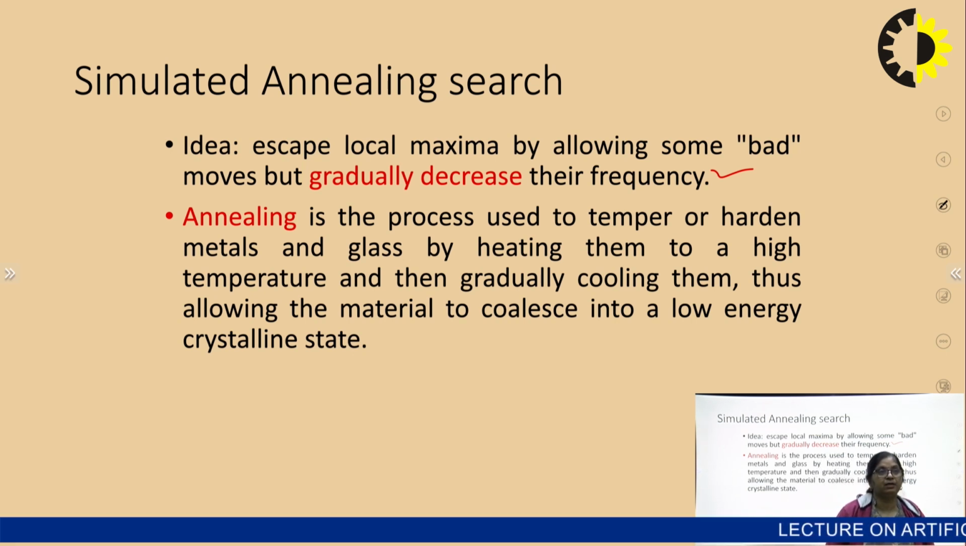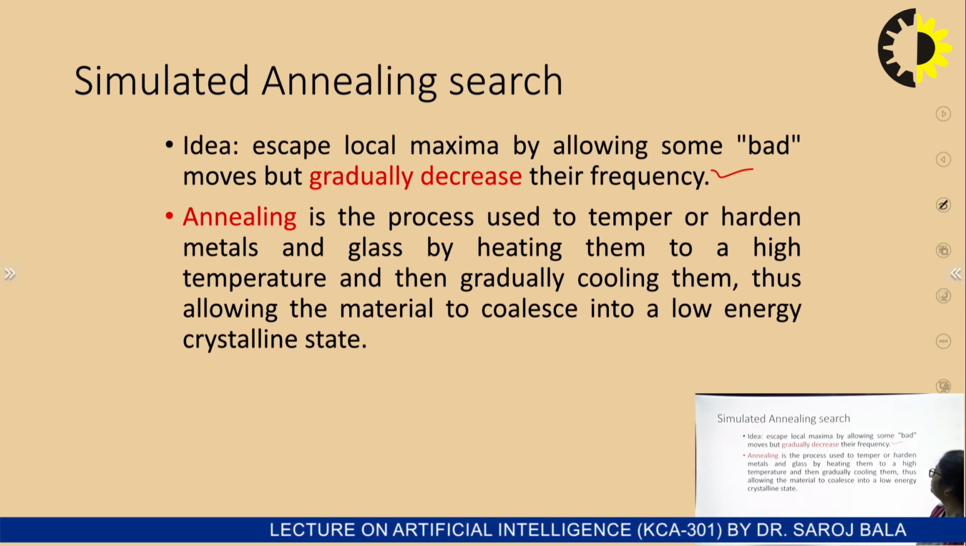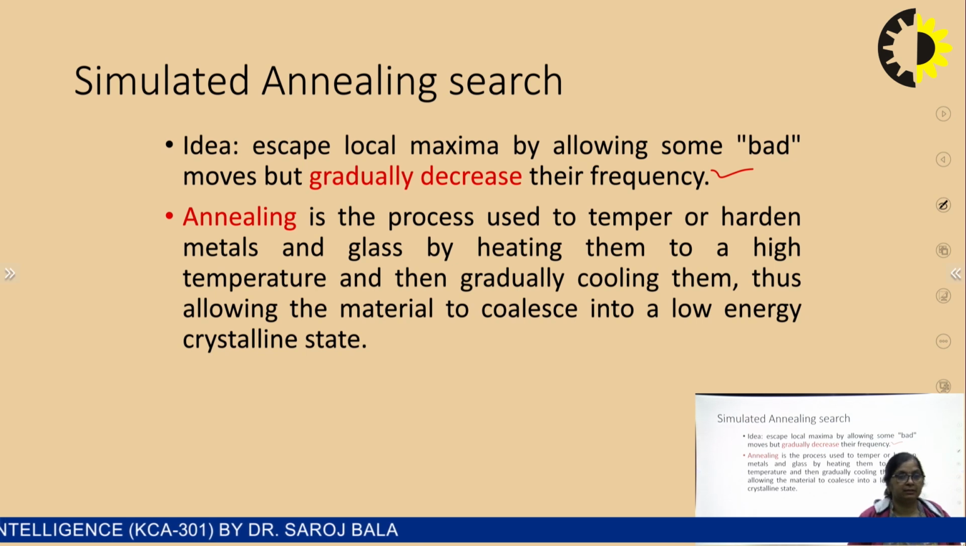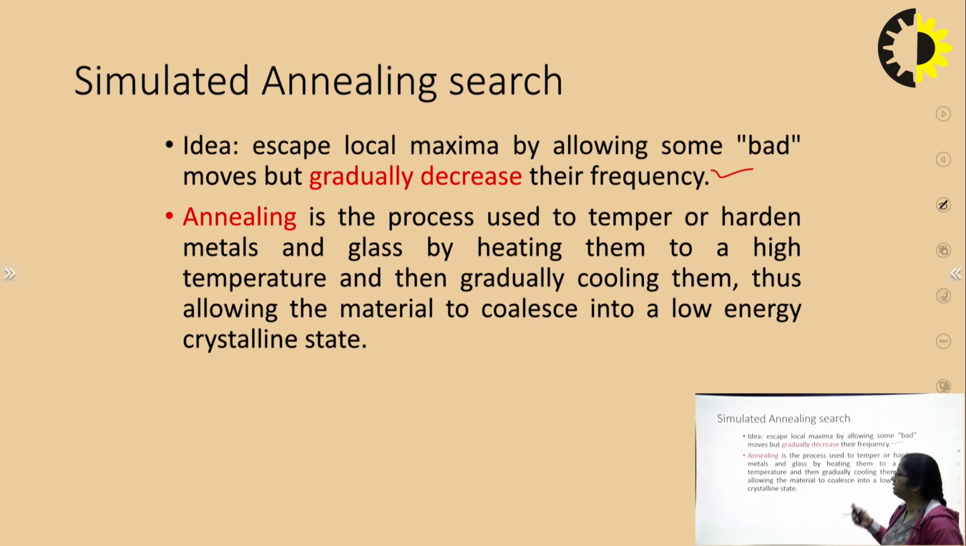So here we have the concept of annealing. Let us first talk about what annealing is. Annealing is the process used to temper or harden metals and glass by heating them to a high temperature. So it is used for materials. We heat up the metal to a high temperature and then we gradually cool it.